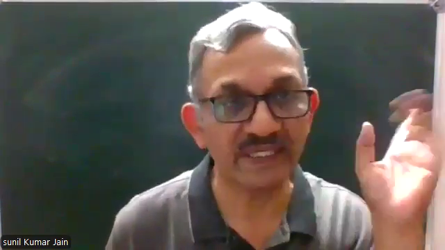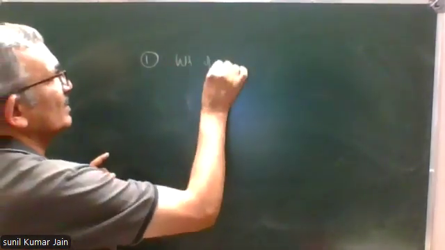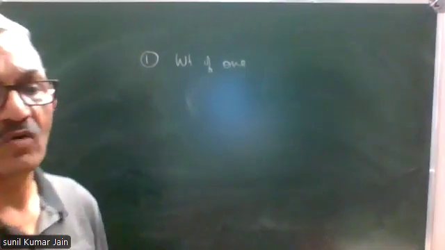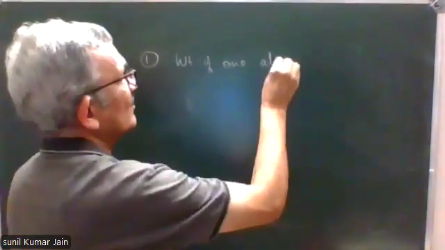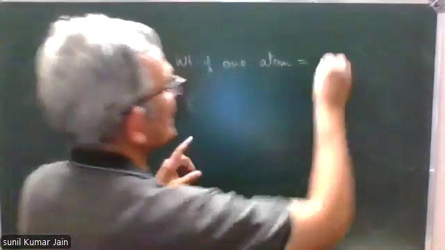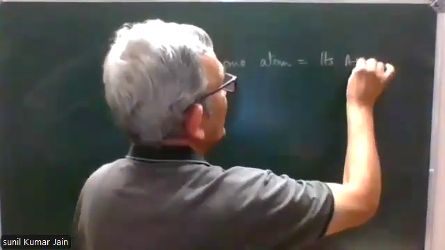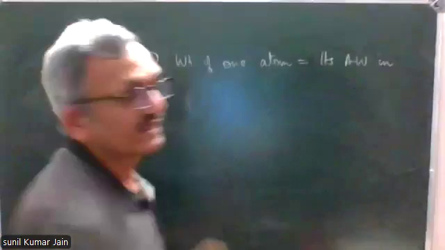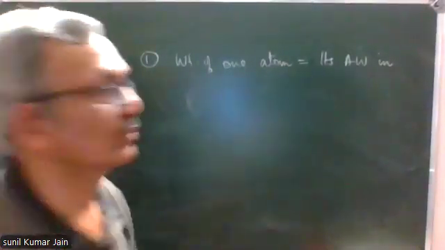Okay, carry on. So I told you about what is the meaning of AMU, atomic mass unit. This is 1/12 of the mass of an atom of C12. And I gave you the value also. Thus, for any substance, write down number one: weight of one atom of an element is equal to its atomic weight in AMU.